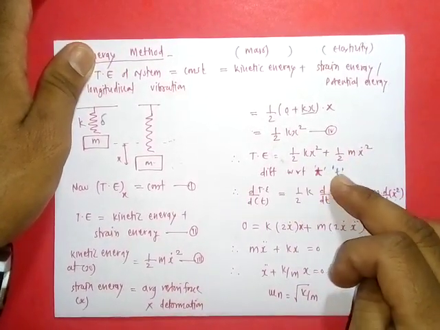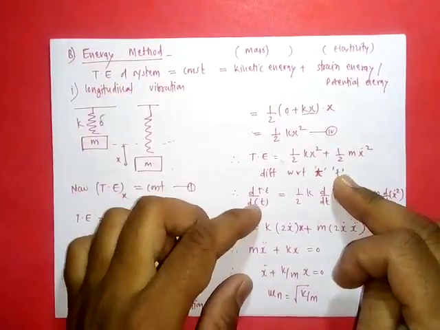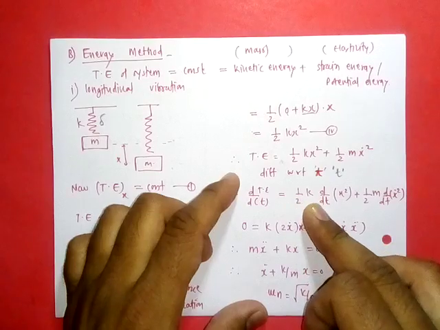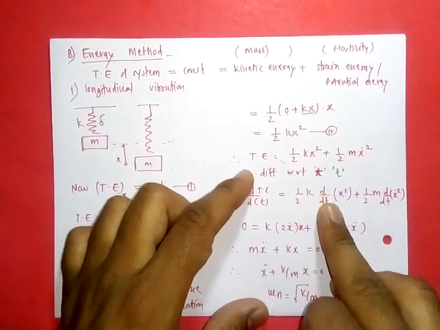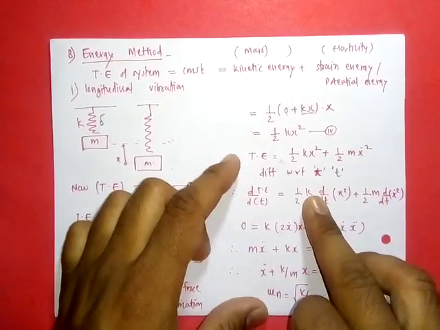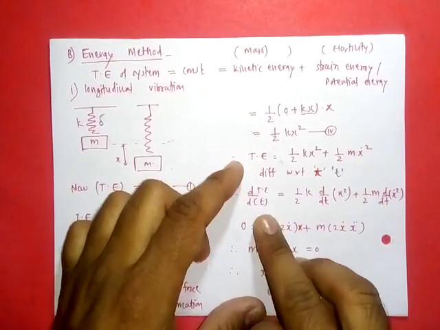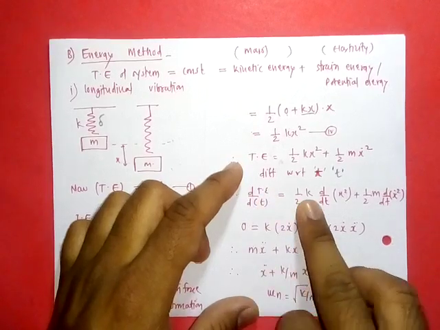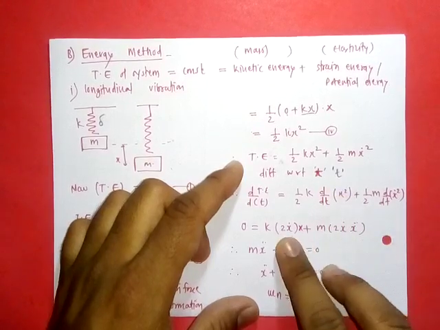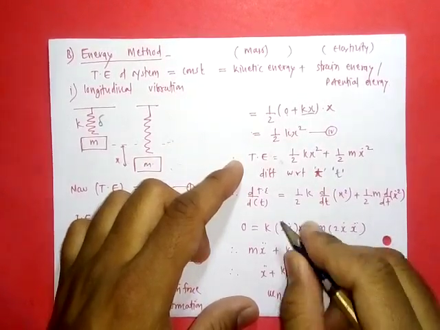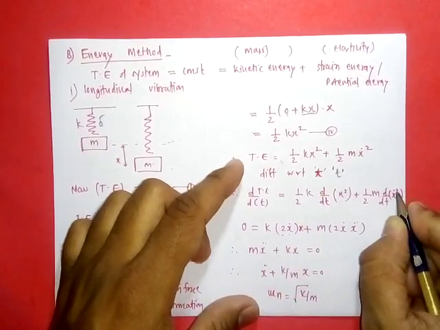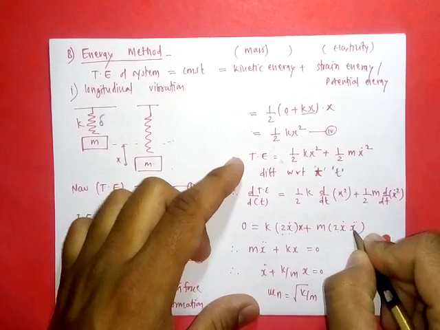Now differentiating with respect to time, we get derivative of total energy with respect to time is equal to derivative of this kinetic energy with respect to time plus derivative of this strain energy with respect to time, taking constant terms outside, and here derivative of constant is 0. Here 1 by 2 k is constant. Then derivative of x square will be 2x, here 2x into x dot. And derivative of velocity square is 2 x dot x double dot.